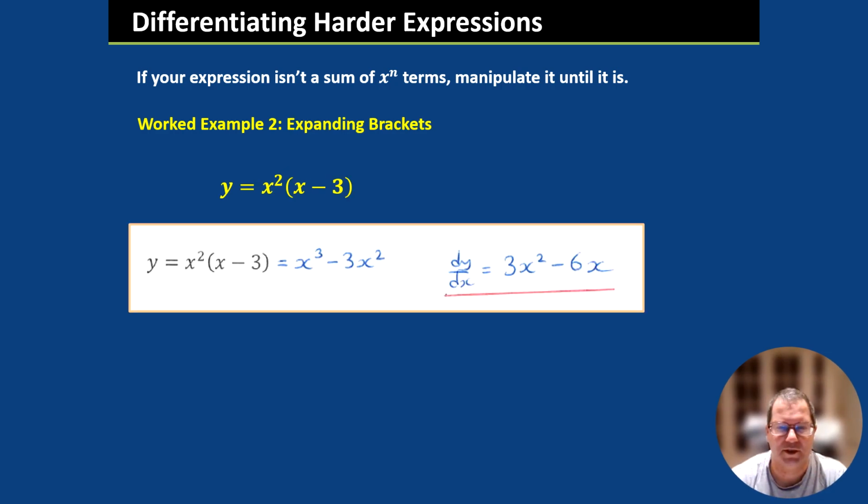In our second worked example, we're expanding brackets. We have y equals x squared times (x minus 3), and once again that's not in the form we want it to be. But if we expand the brackets to get x cubed minus 3x squared, then we have two individual terms which we can now differentiate, and we get 3x squared minus 6x.